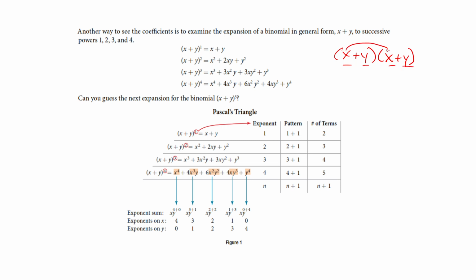We would FOIL it out. We'd get x times x, x times y, y times x, y times y. So what they've discovered here is one of the more interesting ideas in mathematics. But there's a pattern, a formula that begins to emerge when you keep multiplying binomials times themselves.